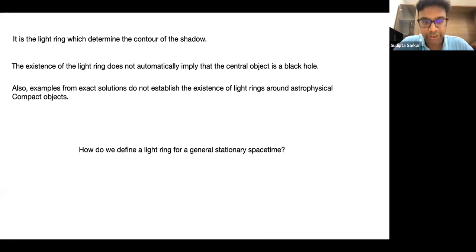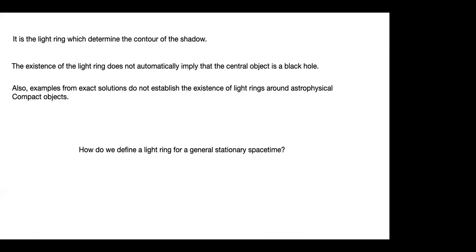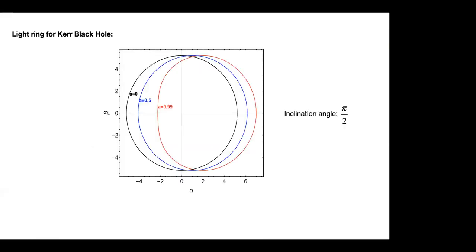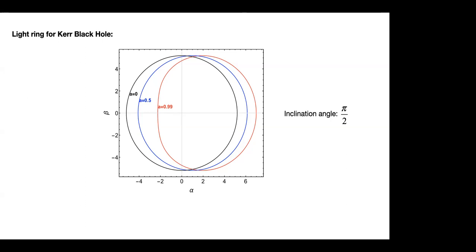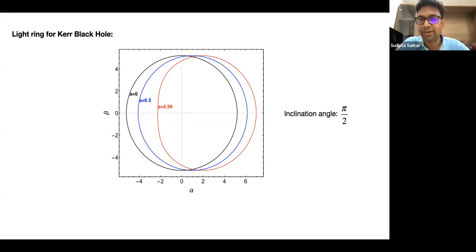Sorry, I have a question. Could you go back to the previous slide, please? So a equals 0.99 means J equals M, almost, right? Almost J equal to M. So are you saying that for J equals M, the light ring assumes that red shape? No, the red shape is for an almost extremal black hole. That is the shape.